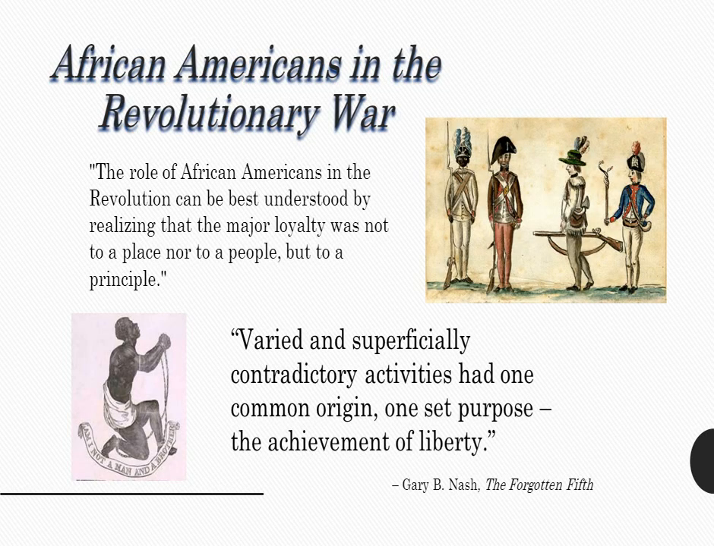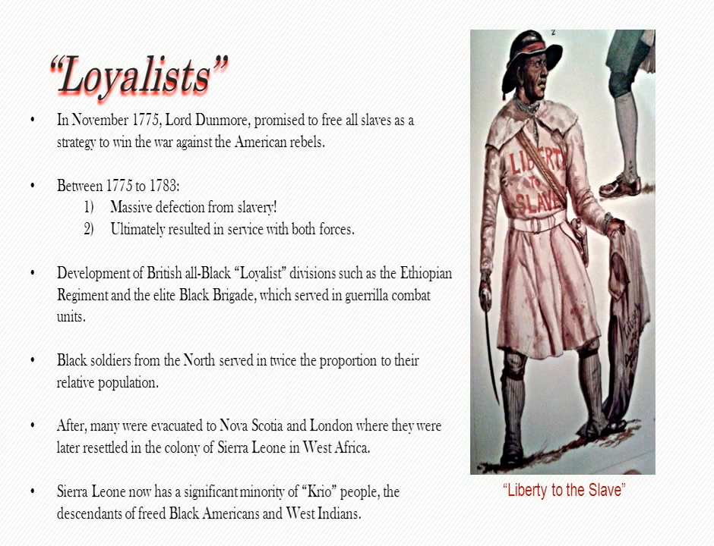The role of African Americans in the Revolution can be best understood by realizing that the major loyalty was not to a place nor to a people, but to a principle. Varied and superficially contradictory activities had one common origin, one set purpose: the achievement of liberty. So, African Americans fought on both sides of the Revolutionary War. Those who fought for the British were called Loyalists.